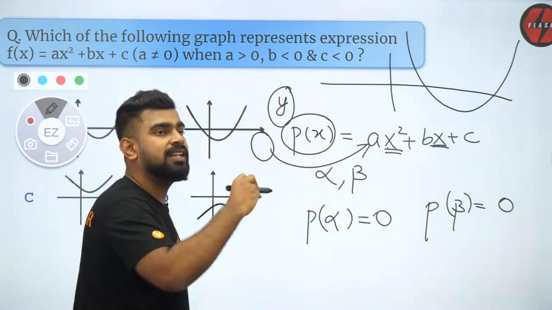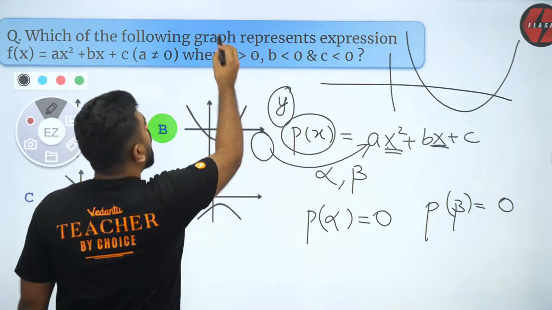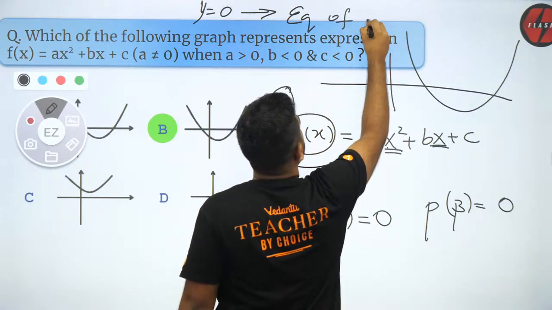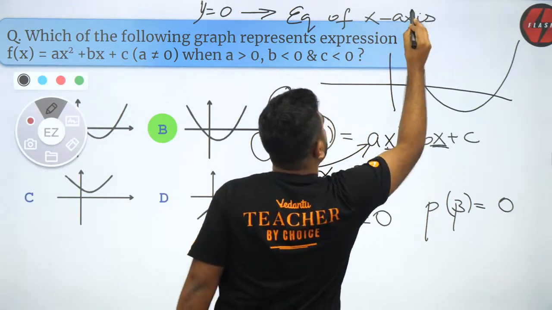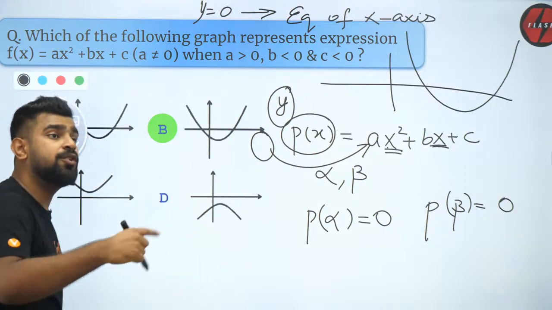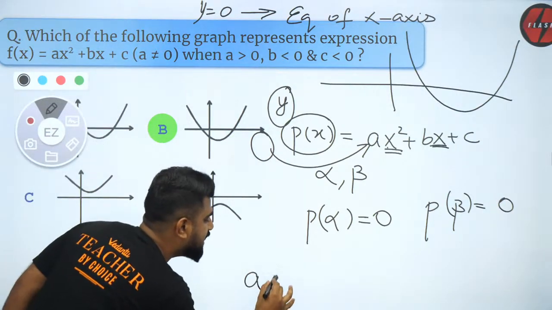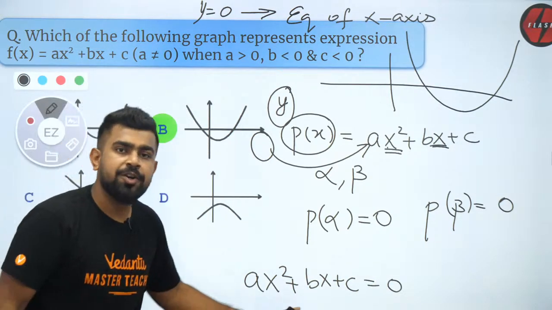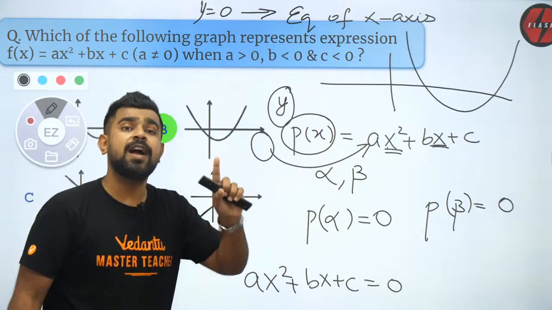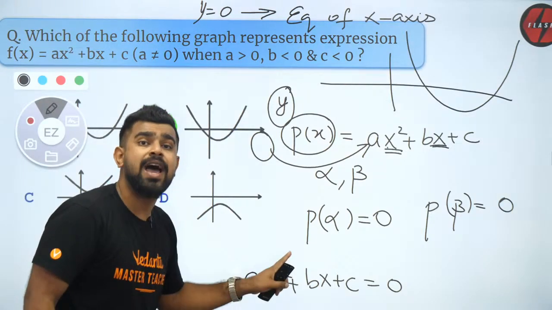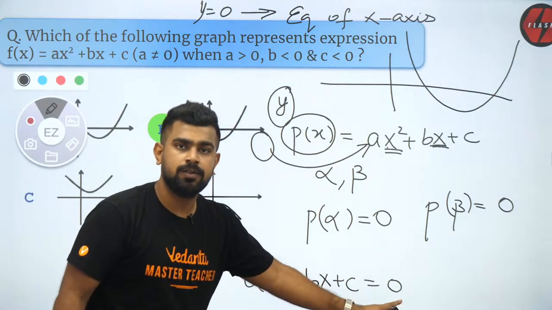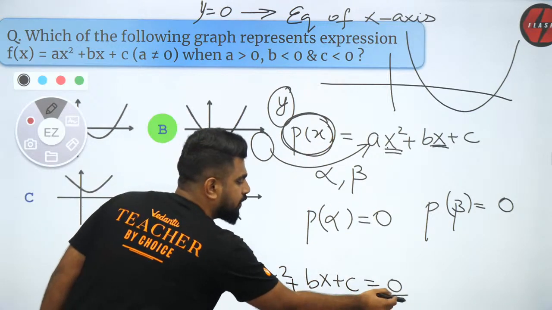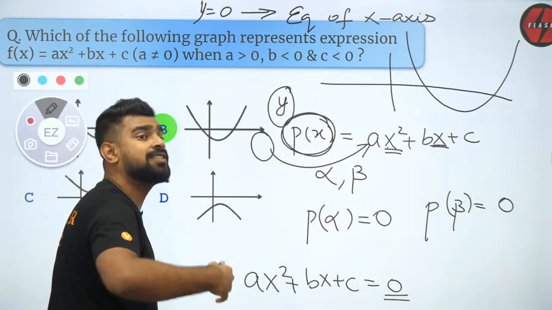So that is why I put the x-axis, because y equal to 0 is the equation of the x-axis. If you want to find roots, you write it as ax square plus bx plus c equal to 0. Now what does that mean? That means I am writing p of x as 0 to find out where it has the roots.